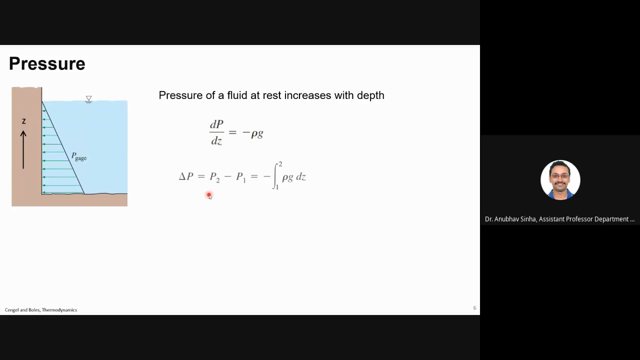Okay, so strictly speaking, this is valid for both liquids and gases, but generally when we talk about gases, we say that the density is much lower, or let us say negligible. So generally we talk about hydrostatic pressure for liquids only because they have sufficient or appreciable density.